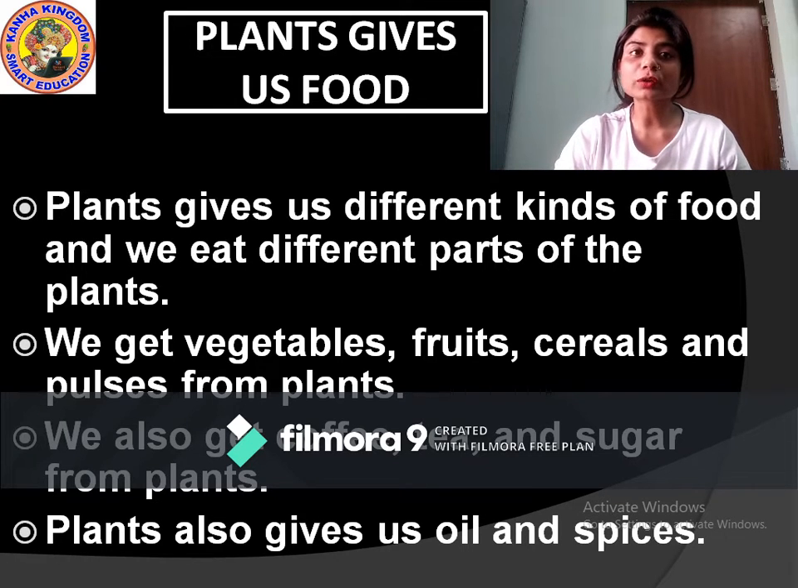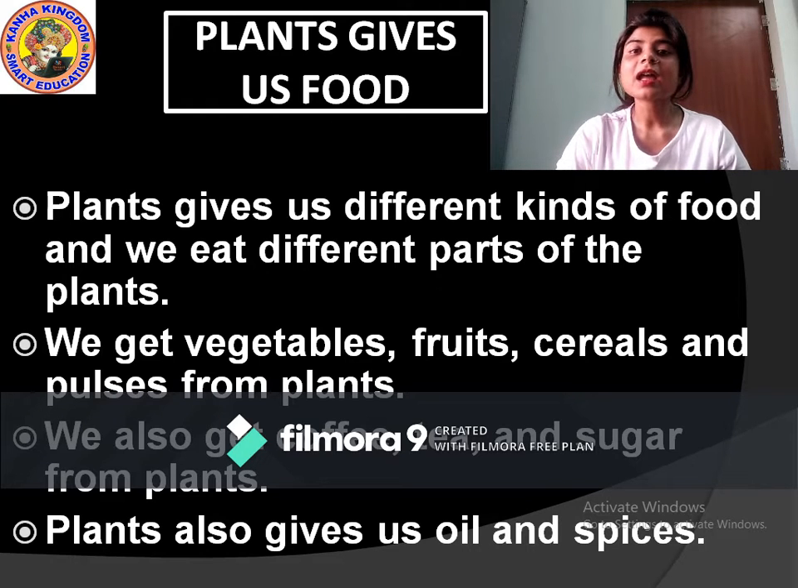We also get coffee, tea and sugar from plants. What else do we get? Plants also give us oil and spices.